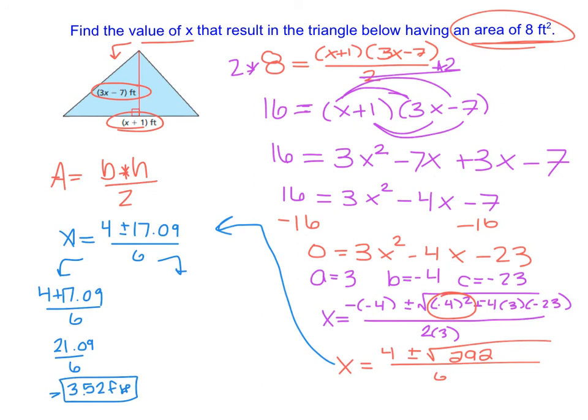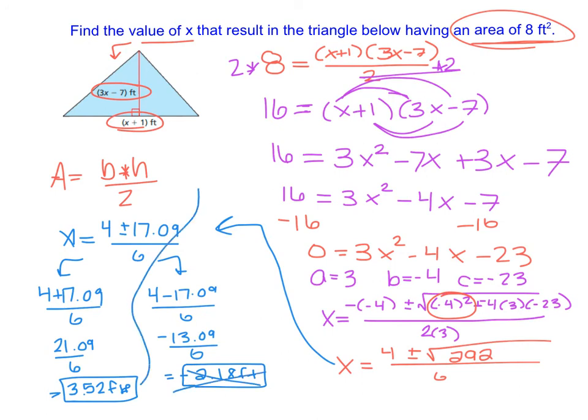Then if I do the next one, I get 4 minus 17.09 divided by 6. So that gives me about negative 13.09 divided by 6, which gives me an x value equal to about negative 2.18 feet. So if I look at my two answers here, the negative one doesn't make sense in the context of the problem, so I know that my x value is equal to 3.52 feet.